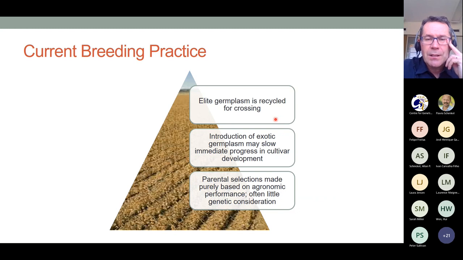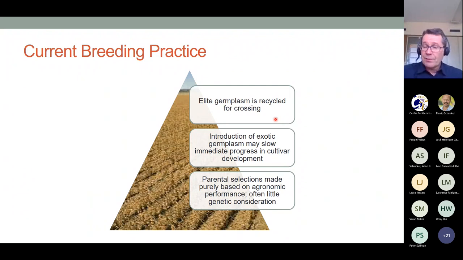So as you can see here from the pyramid, the amount of variation tends to decrease over cycles and years of selection, because we tend to make crosses between elite and elite. Elite germplasm is often recycled for crossing. Introduction of exogenous germplasm may slow down or impede that progress, because you may be crossing with something unadapted, and the progeny may have very few good individual plants that can be selected as a result of maybe watering down some of those selection signatures.